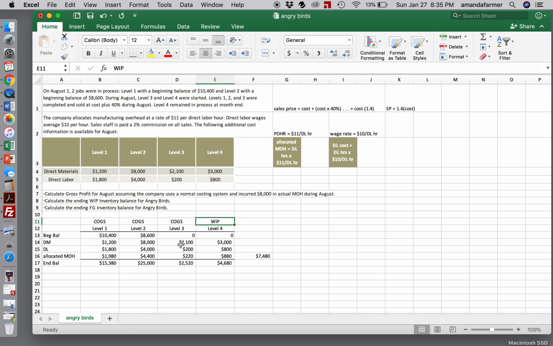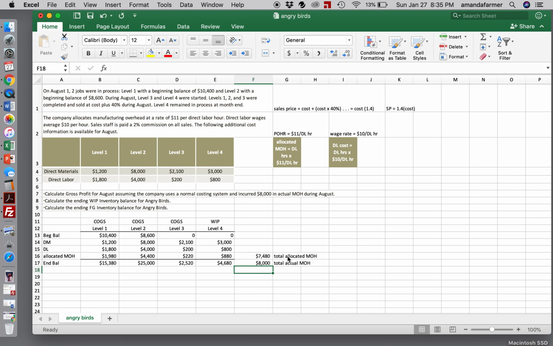So now we're ready really to go back and do the problem. First thing we're asked is to calculate gross profit, assuming the company uses normal costing and incurred $8,000 in actual MOH. So remember, this is total allocated MOH. And then we're told in the problem that our total actual MOH is 8,000.